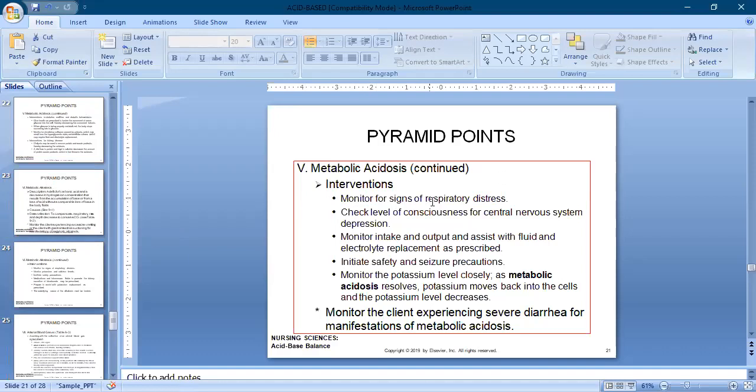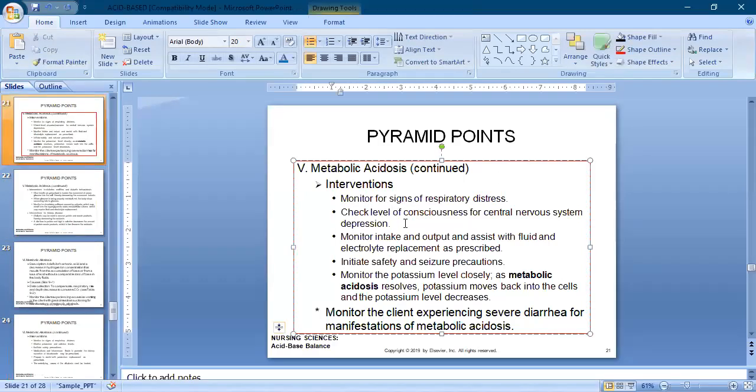Monitor for signs of respiratory distress. Check the level of consciousness, shortly called LOC, right? Level of consciousness. Monitor input and output, how much fluid the patient takes in and the total amount of output. Also initiate safety and seizure precautions, if any.